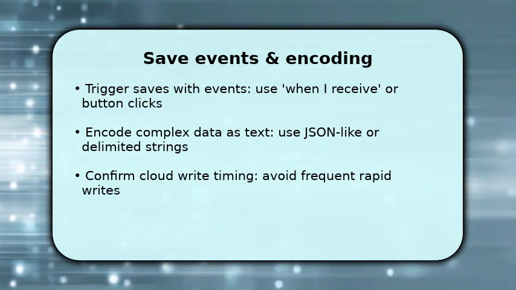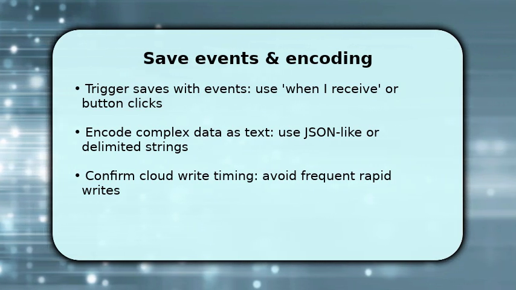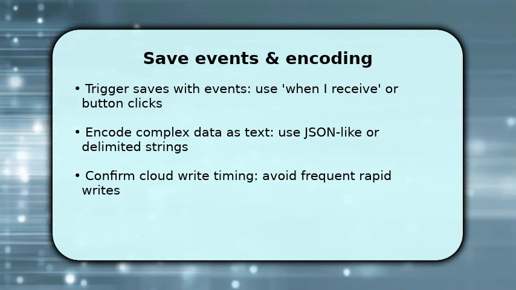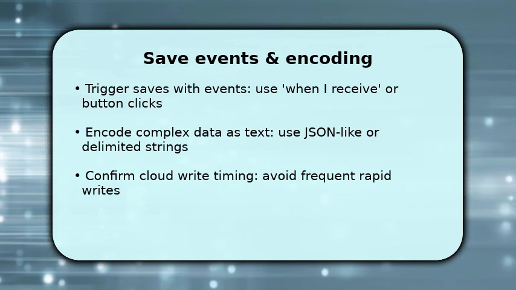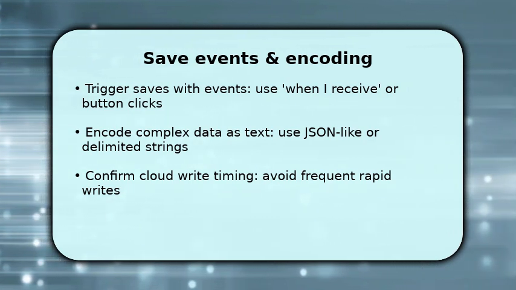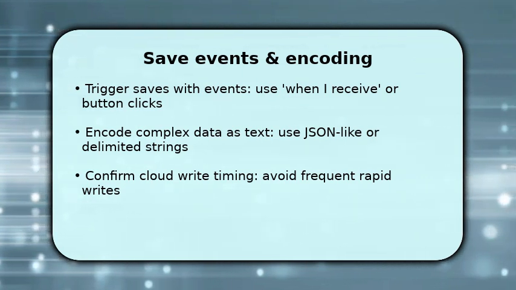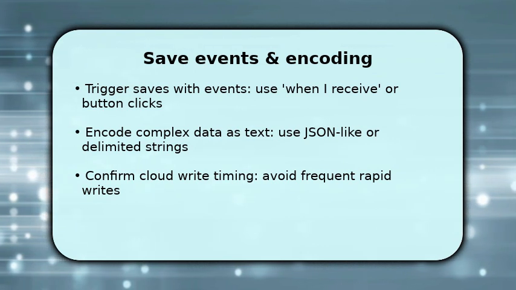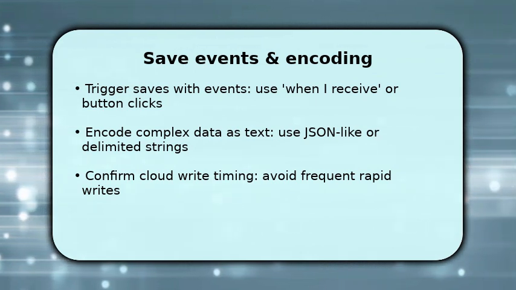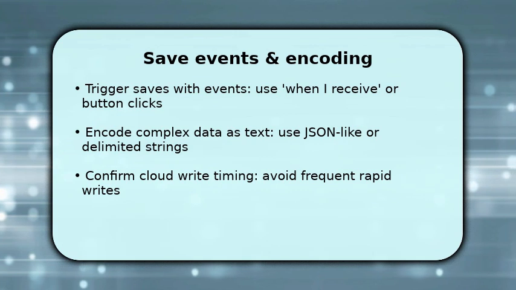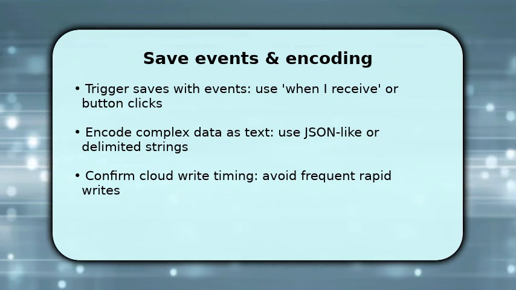When you have multiple pieces of data, encode them into one text string using delimiters like or comma, because cloud variables store numbers or text. Once done, set the cloud variable to that encoded string in one operation to reduce race conditions. Also, make sure to space writes. Avoid spamming the cloud with rapid updates to prevent lost or rejected saves.